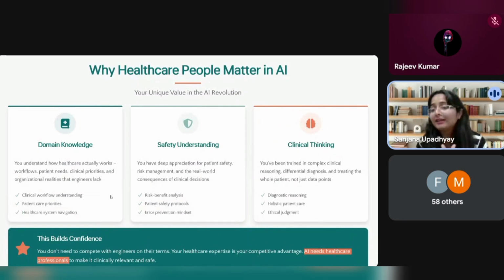So why do healthcare people matter in AI? They have domain knowledge, safety understanding, and clinical thinking. So they will be able to think clinically and give ideas to a startup person or any company or consulting company. Their mindset is that they have seen many patients and how the clinical world actually works. If you have both kinds of knowledge, it is going to be very helpful for you.